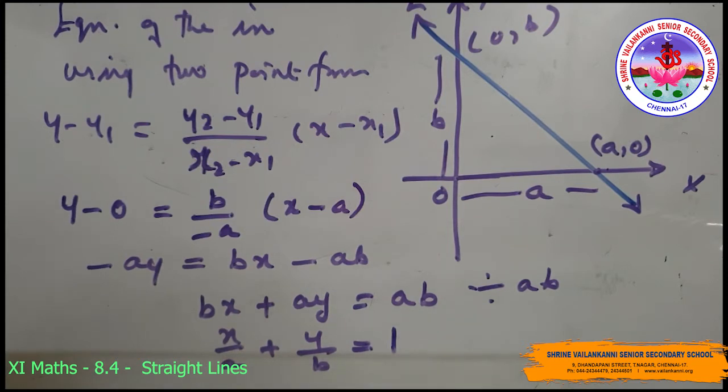Thus, the equation of the line making intercepts a and b on the x and y axis respectively is x by a plus y by b is equal to 1. The equation of a line in intercept form is x by a plus y by b is equal to 1.